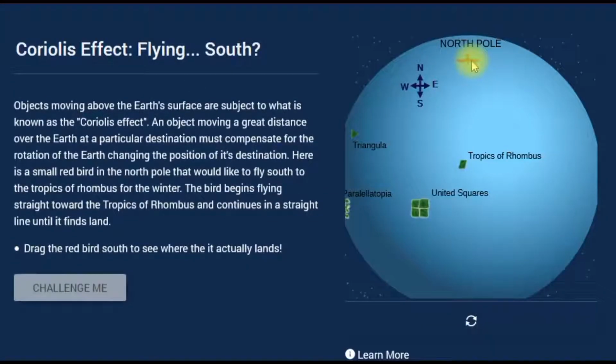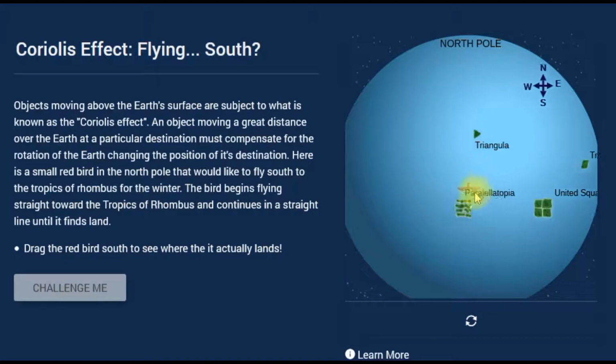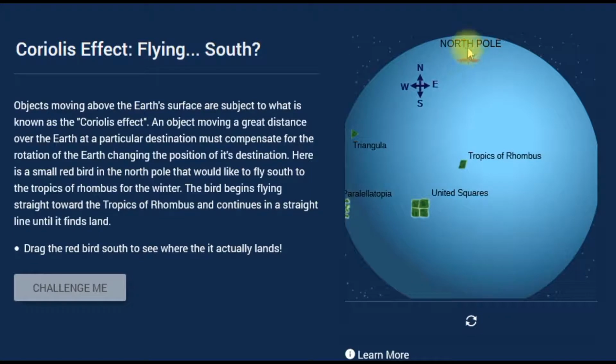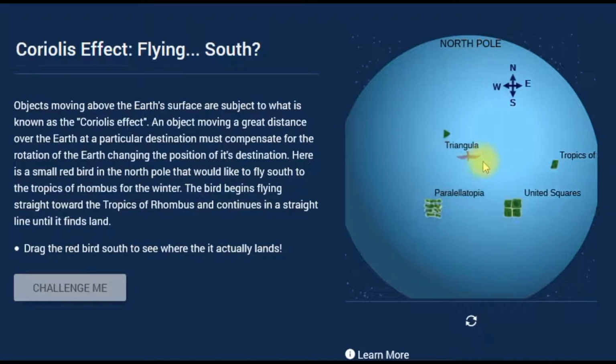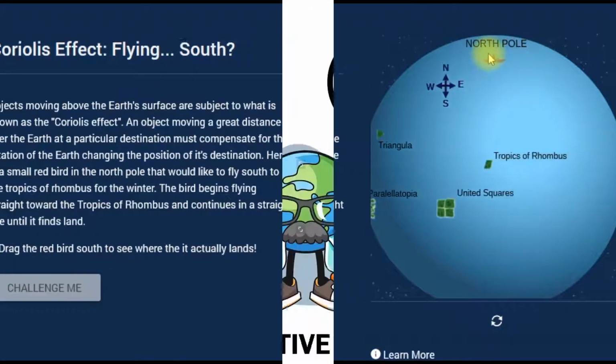This simple website that teaches the Coriolis effect for kids shows that a bird flying south, if the bird doesn't adjust for the spin of the Earth, will miss its destination. In this case, the Tropics of Rhombus is their destination, but as the Earth is spinning, they end up in Paralleloptopia. It's another island. So birds also have to adjust for the spin of the Earth when flying south, and not only snipers or missiles.